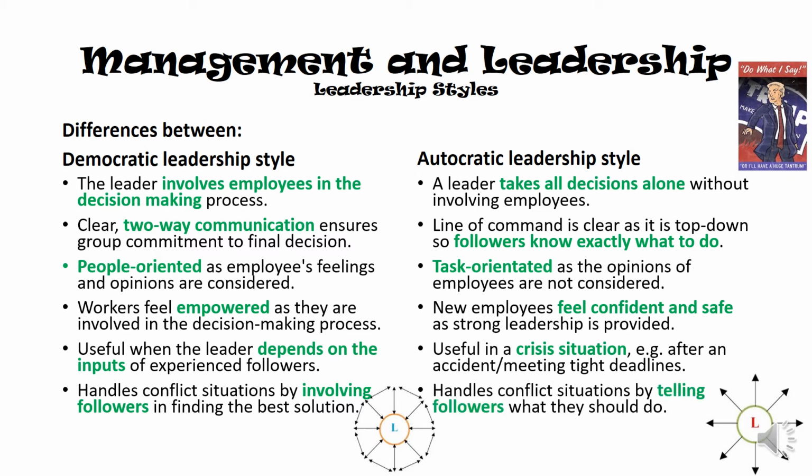In an autocratic leadership style, conflict situations are handled by the leader telling followers what they should be doing. There's no asking for opinions. There's no two-way communication in this case. The leader is just going to say, I've identified a certain amount of conflict here, this and this and this is what we're going to do, and that's it. And then the followers are just being told what to do, and they are just going to follow their instructions.